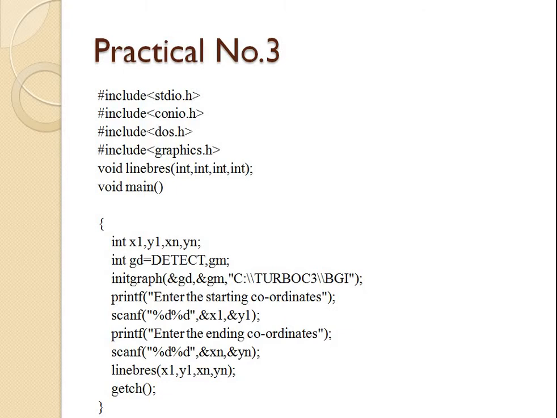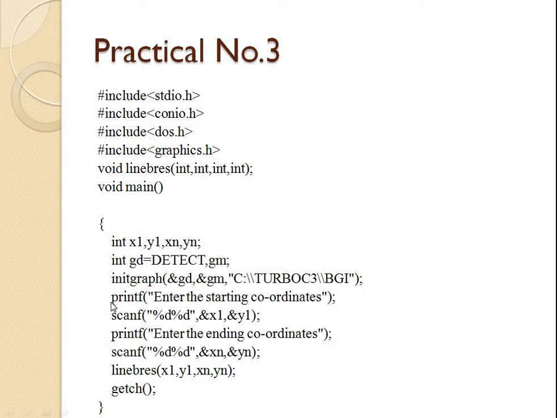And here we write the path where the graphics program is stored, that is C colon, TURBOC3, and the BGI folder, the graphics BGI. Basically the graphics programs are stored in the BGI folder.